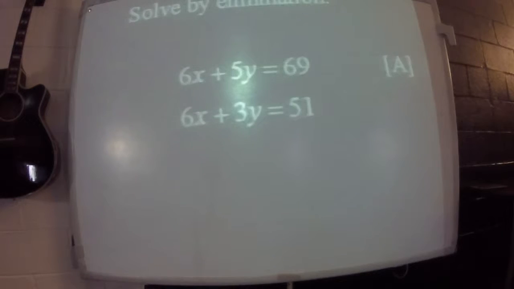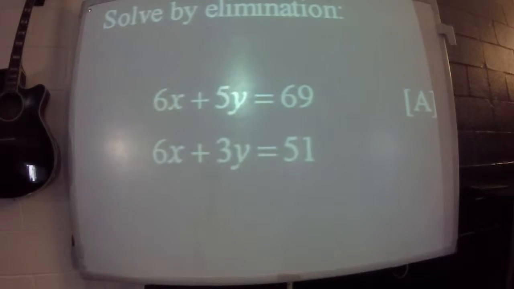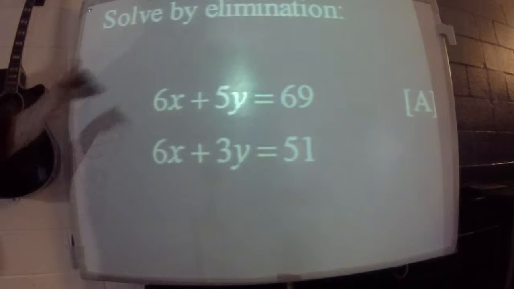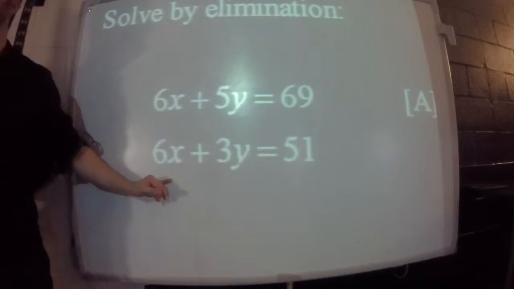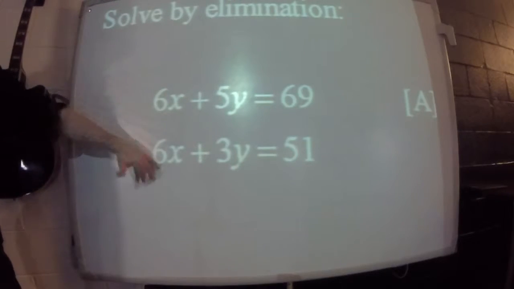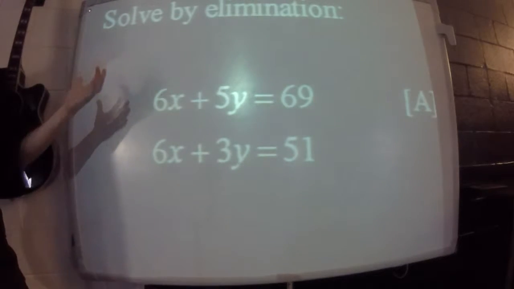Now this is not quite the case. If you added these up, so example 2, they don't eliminate. 6 and 6 don't eliminate and make 12. So what do I need to do so that I can make these 6's eliminate? Times negative 1.